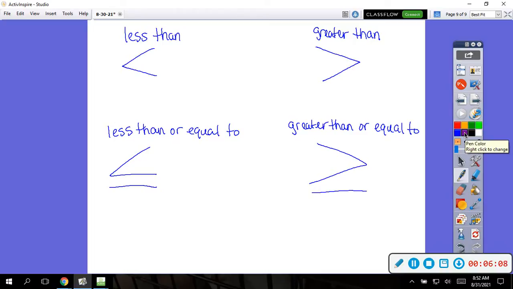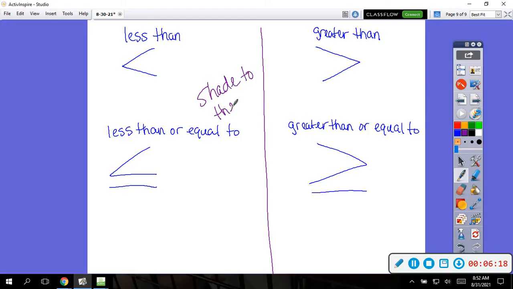So when you shade, if it's less, anything over here, we're going to shade to the left. Now, if we were working with two-dimensional, where we had an X and a Y, like a coordinate plane, it would be to the bottom. It would be below. Okay? If we have greater than, we're going to shade to the right in one dimension. Or if we were dealing with two-dimensional, it would be above. Okay. So, less than, we shade to the left. Remember, left is less. That's kind of how we help remember it. And it's shade below for two-dimensional.